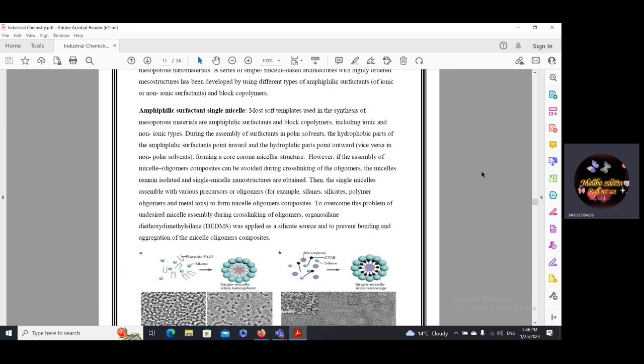During the assembly of surfactants in polar solvents, the hydrophobic parts of the amphiphilic surfactant point inward and the hydrophilic parts point outward. Vice versa in the non-polar solvent, forming a core-corona micellar structure. However, if the assembly of the micelle-oligomer composites can be avoided during the cross-linking of the oligomers, the micelles remain isolated and single micelle nanostructures are obtained.